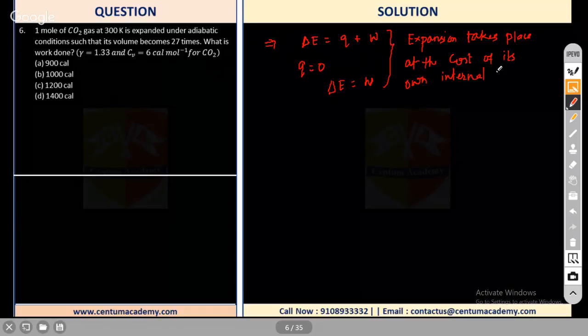Internal energy. So it means that the internal energy of the system is decreasing, right? And hence we can say that delta E is negative. Change in internal energy is negative. So the work done by the system will be, if I include the sign convention here, work done will be minus delta E, right? And this delta E we can write as CV delta T, T2 minus T1.